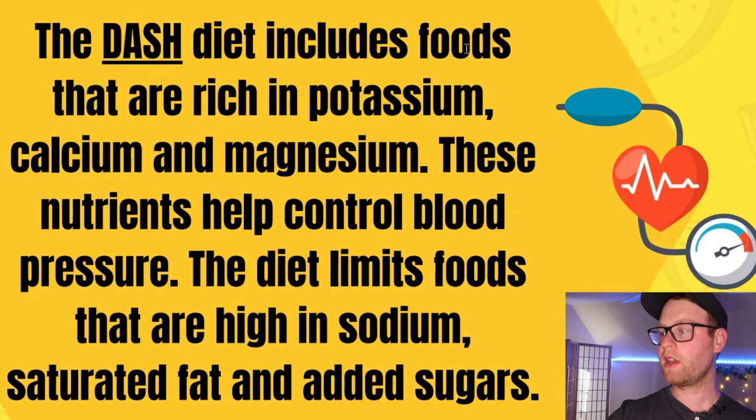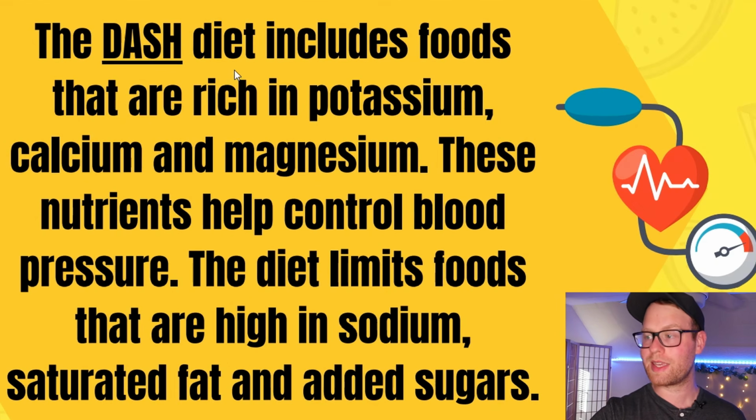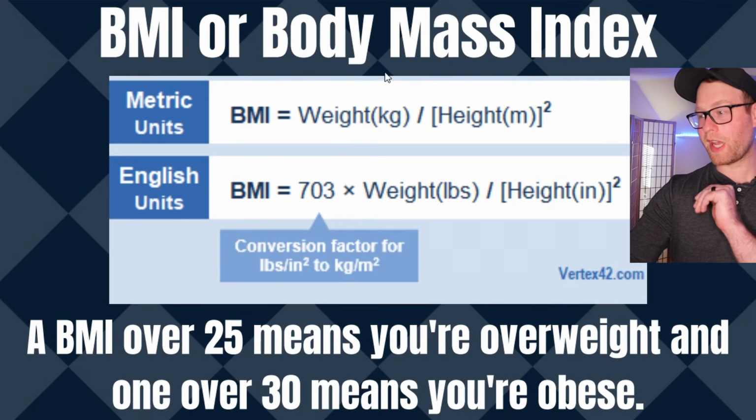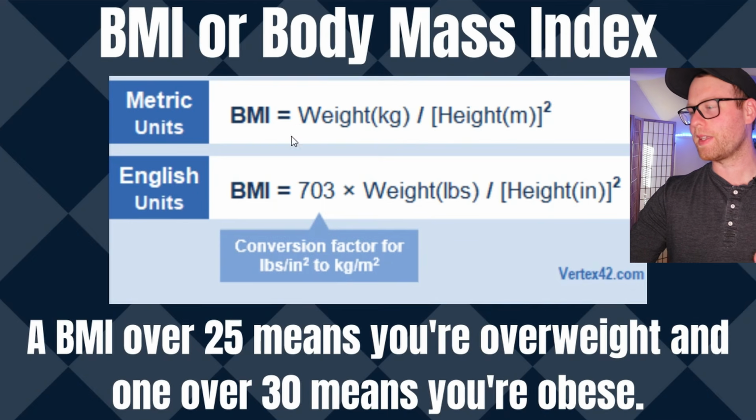is the DASH diet, which includes foods that are rich in potassium, calcium, and magnesium. And this diet limits foods that are high in sodium, saturated fat, and added sugars. And the whole point of this diet is to help lower a person's blood pressure. So if ACE asks you a question about a diet that would lower blood pressure, the answer is the DASH diet. Okay, so up next we're talking about BMI or body mass index, and BMI is an interesting one.